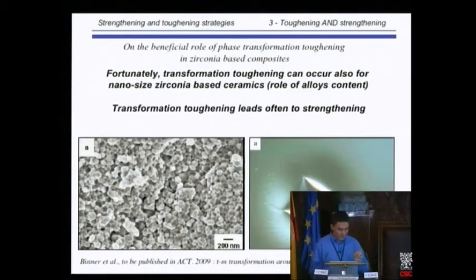So we can have also phase transformation toughening on nanoceramics. Here is again a quite new result from Biner and co-workers. They show that for a 1.5 yttria doped stabilized zirconia ceramic, for low grain size, this is much less than a micron, some hundreds of nanometers in size, we still have phase transformation toughening. So phase transformation toughening is also possible for nano zirconia ceramics, depending on the grain size and depending on the alloy content. What is interesting is that transformation toughening often leads also to strengthening.